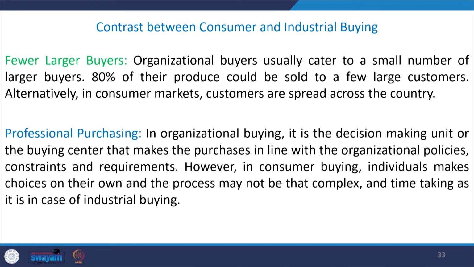Apart from that, organizational buying or industrial buying is far more professional. It is the decision making unit or the buying center, as we have been discussing. They will be making all the purchases in line with the organizational policies, constraints and requirements, and they have to specify each and everything very clearly with respect to terms and conditions, very concrete specifications about what they exactly need, and all these facets are going to matter much more in professional purchasing.